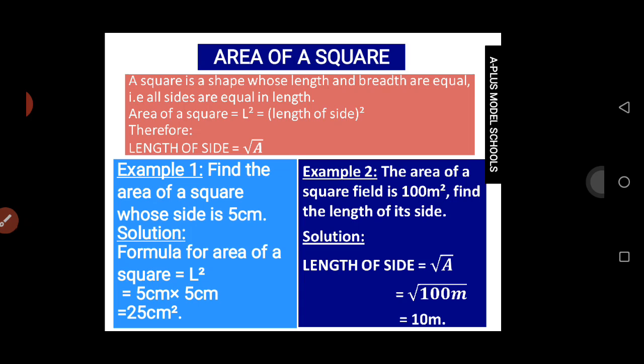Then example 2. The area of a square field is 100 meters squared. Find the length of its side. We are looking for the length of the square. So we are given the area to be 100 meters squared. So just apply the formula. The formula is the square root of the area. So what number can you multiply by itself, the same number multiplied together twice, that will give you 100? That is 10, which is 10 times 10, which is 100. So the length of the square is 10 meters.